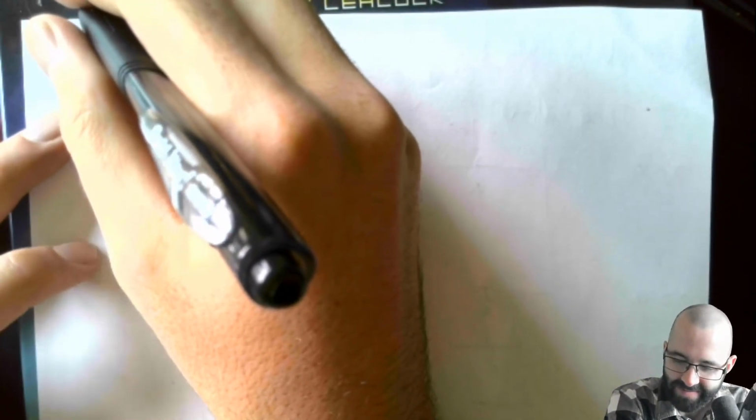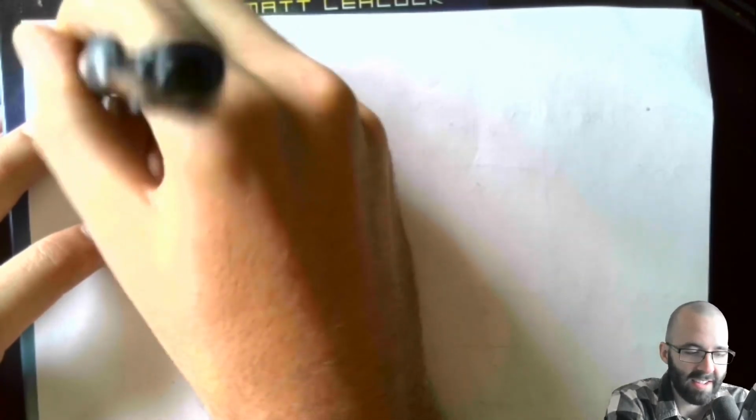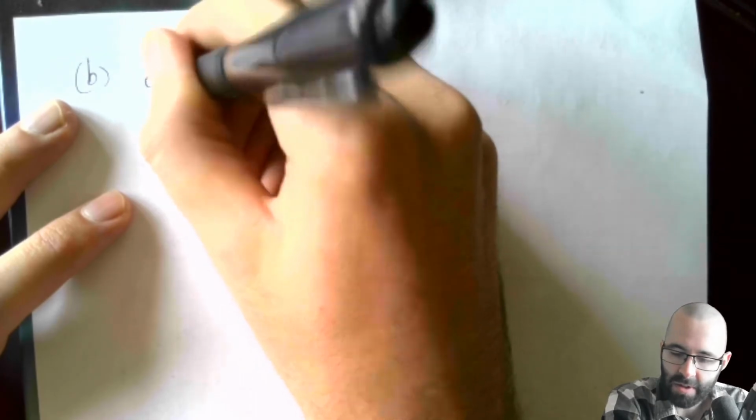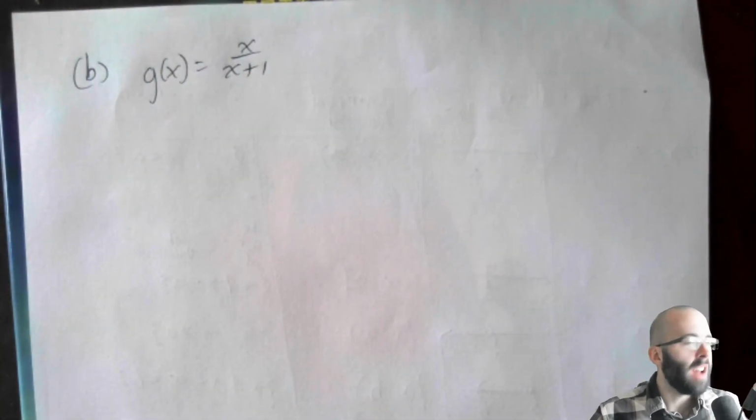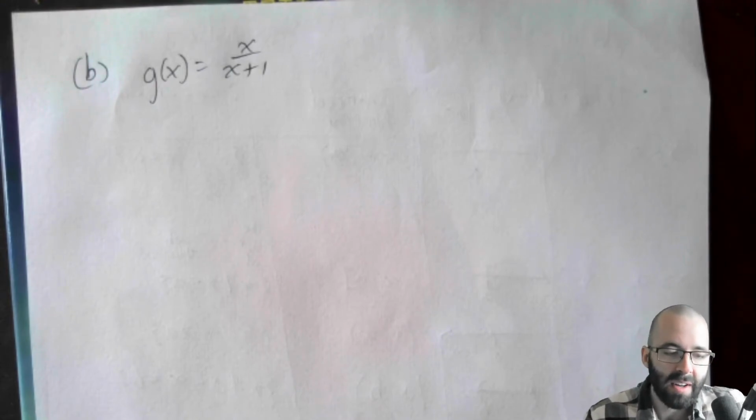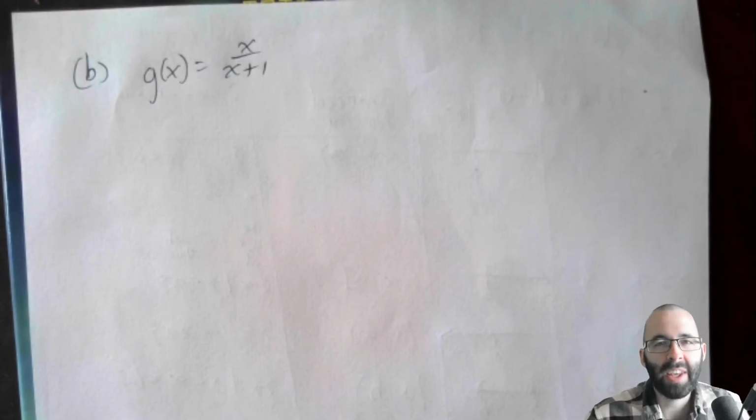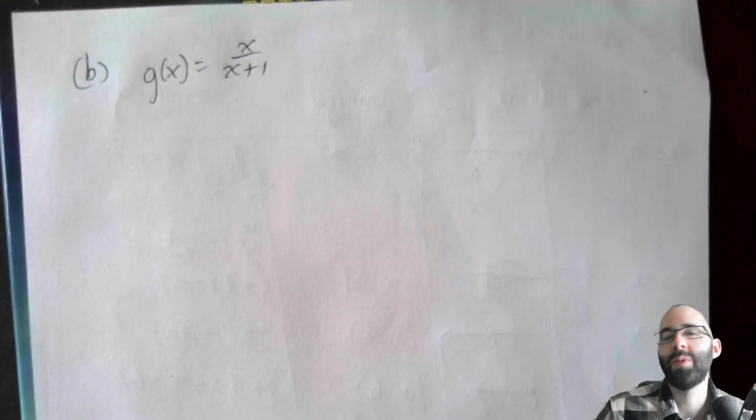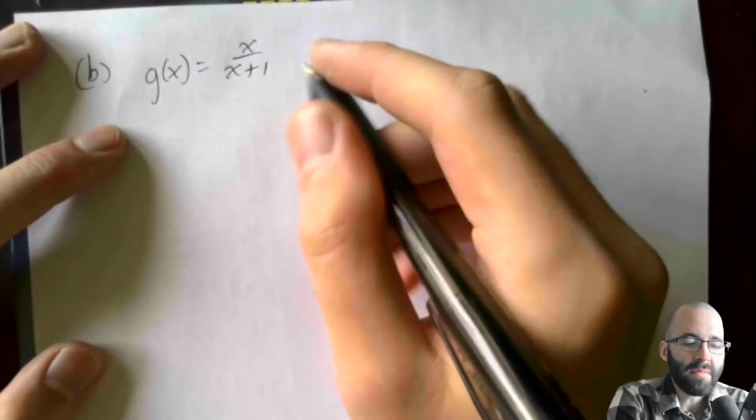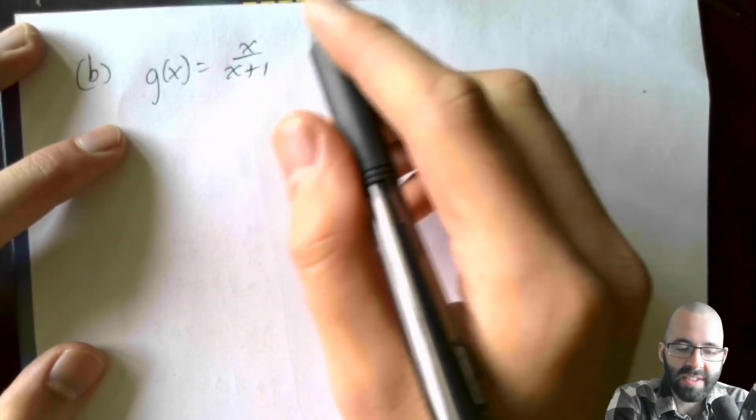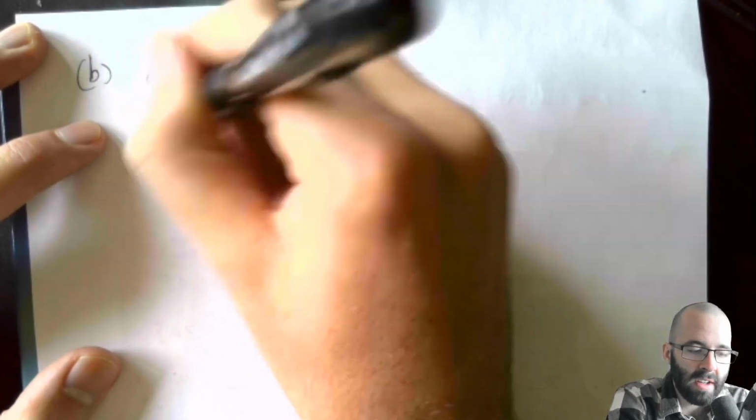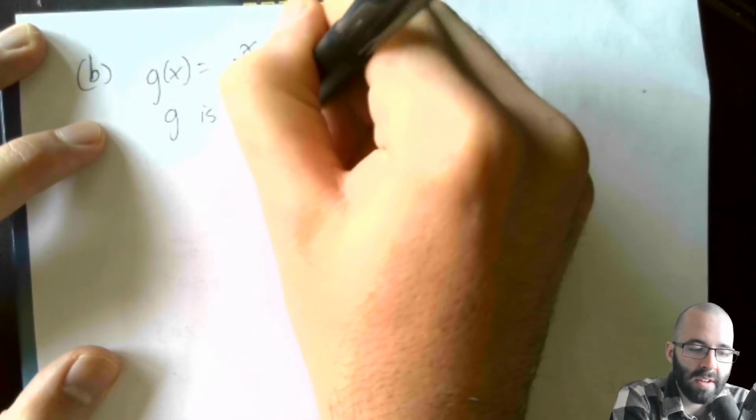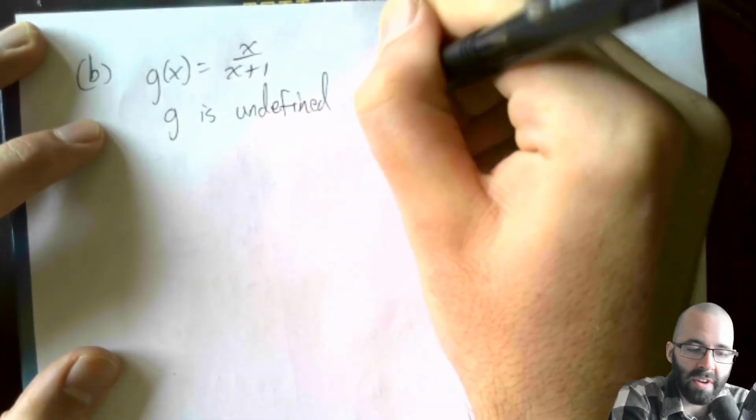Okay. Anyway, let's do part B. Let's see what other things can happen here. Say g of x equals x divided by x plus 1. Now, what numbers can we not plug in here? That's our domain. Well, our domain is everything that we can plug in, but usually it's easier to say what can't we plug in. Okay. If that denominator is 0, the function is undefined, right? G is undefined when the denominator is 0.